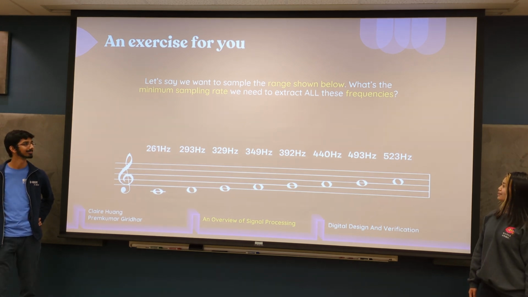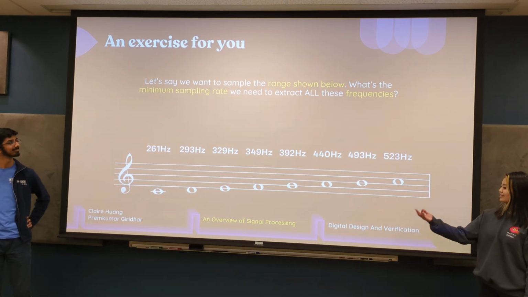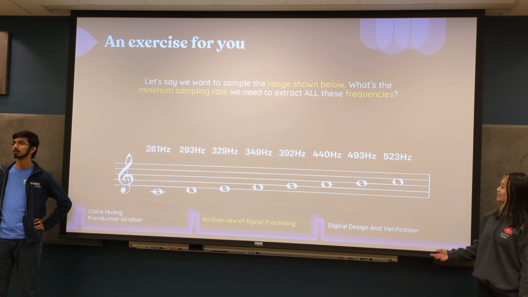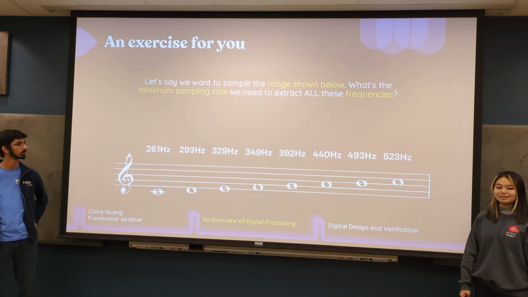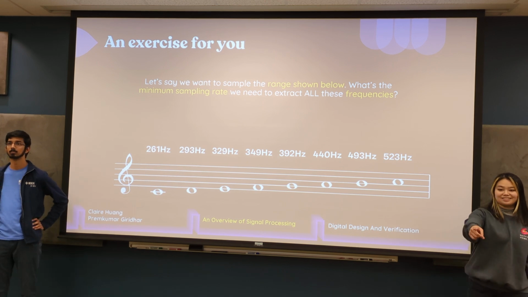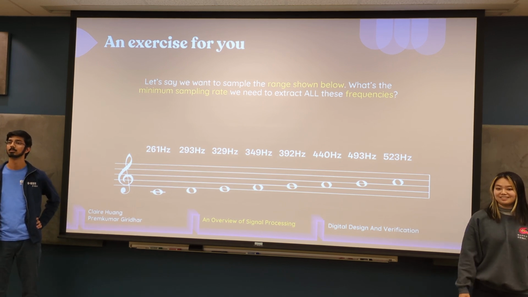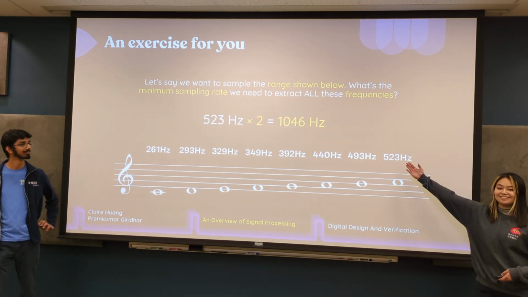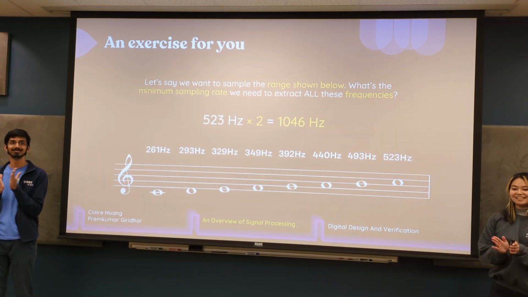Okay, now it's your turn. Here's the same C scale from before. What's the minimum sampling rate to extract all of these frequencies? 1026 or 1046. Sorry. 1046 hertz. Yes, that is. Thank you for participating.